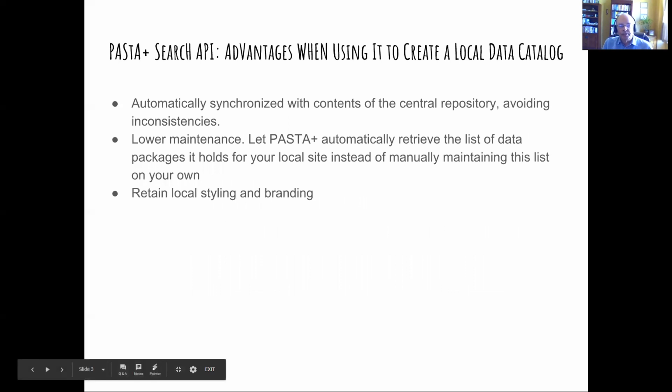There are several advantages to using Pasta Plus's Search API to build a local data catalog, such as the fact that the contents of the local data catalog will always be synchronized with the contents of the central repository. That is, you needn't bother to maintain a separate listing for your local inventory. You instead let Pasta Plus generate that listing for you based on consistent filtering criteria. This is less error-prone as well as easier to maintain because it automates much of the workflow.